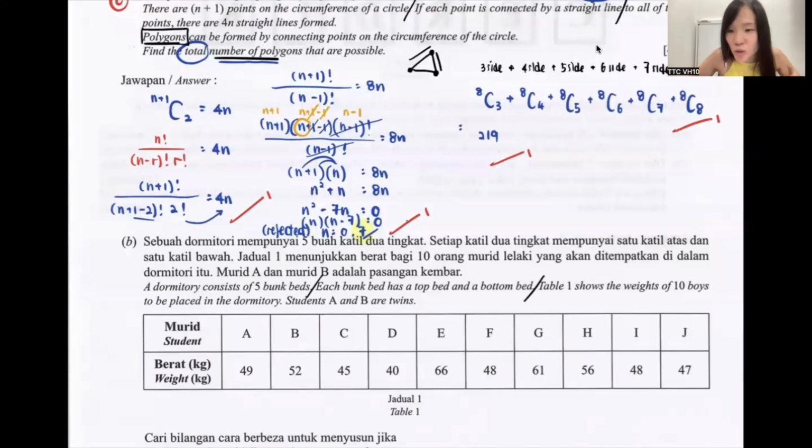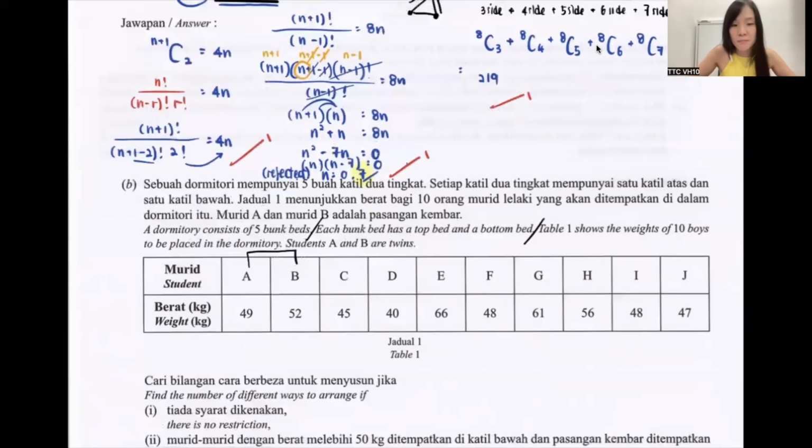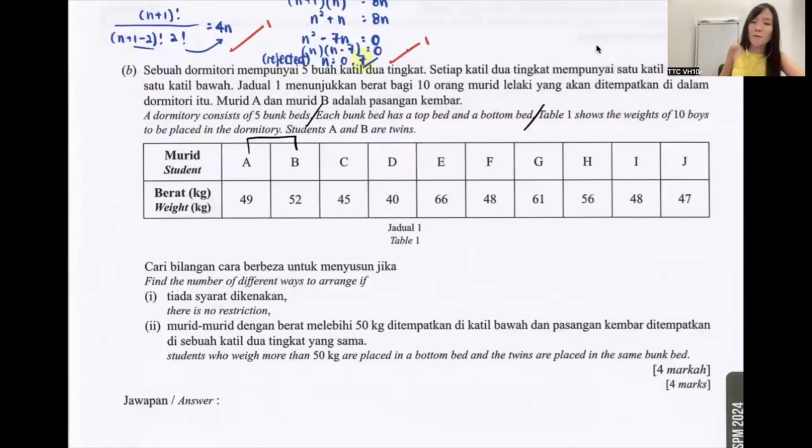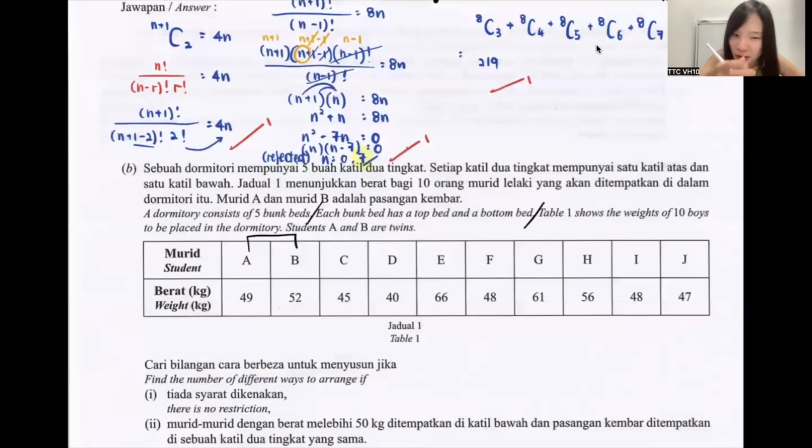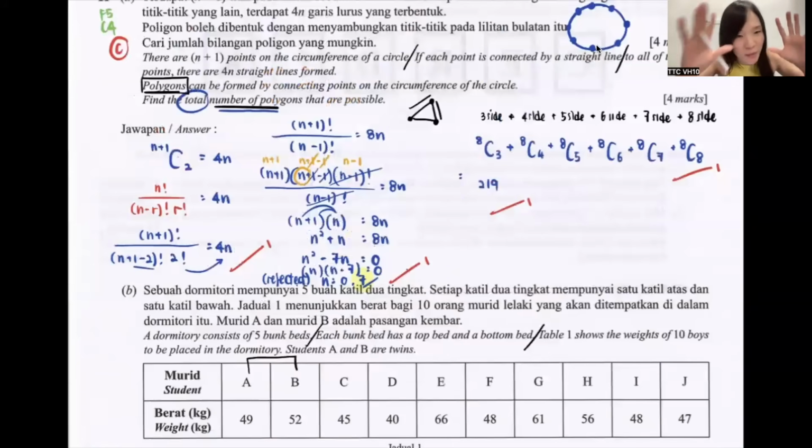So table 1 shows the weight of 10 boys to be placed in the dormitory. Students A and B are twins. So these two are twins. Okay, the rest are all individual, okay? So now, first one. Find the number of different ways, my dear. So isn't it that just now, for A, you didn't know which chapter this is? You look at B also, you know it's this particular chapter. So sometimes maybe look at the full question, you will agak know which chapter they are.